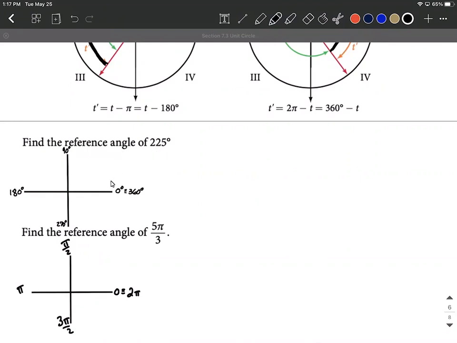So I've gone ahead and drawn in our quadrantal angles. So like 0, 90, 180, 270, and 360. Get really comfortable with those. It means a bunch as you're trying to work these problems.